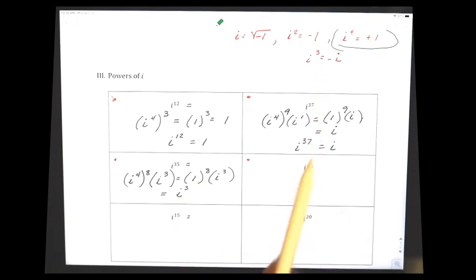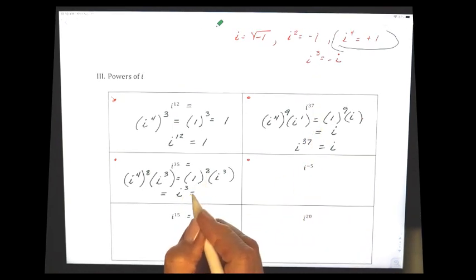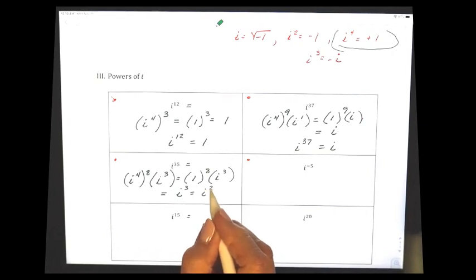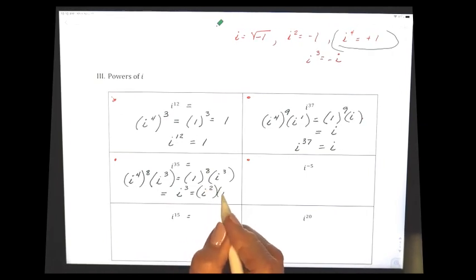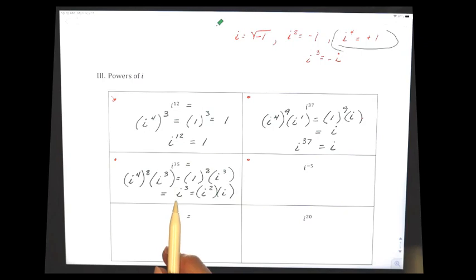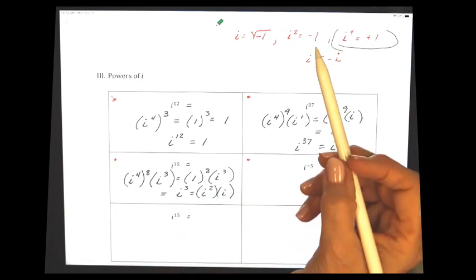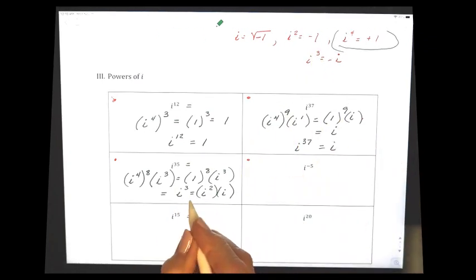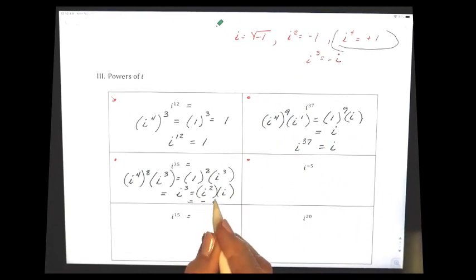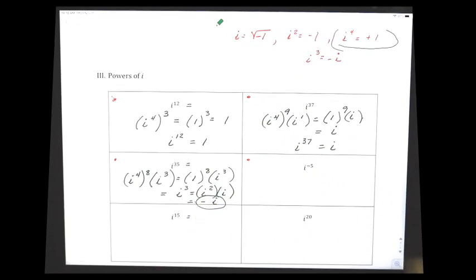And I've given you this definition up here, but let me see if I can explain to you where that comes from. i squared times i is equivalent to i to the third. And remember from up here that i squared is equal to -1. So all of this simplifies to be -i.